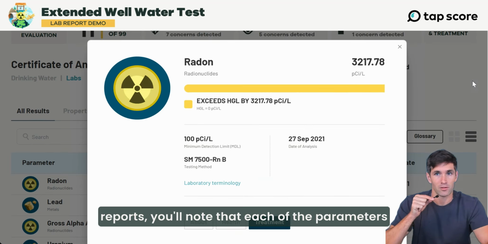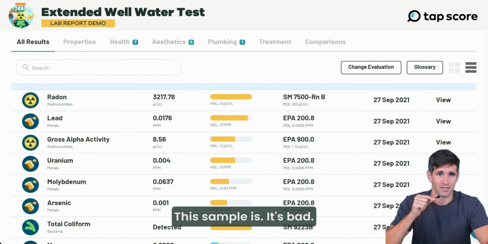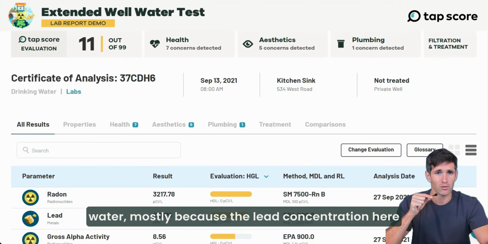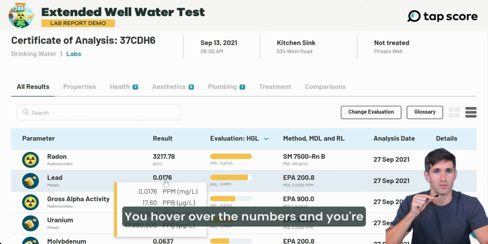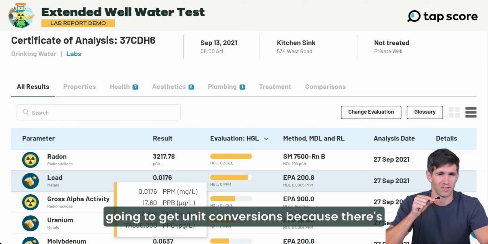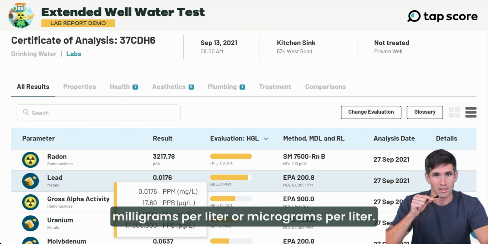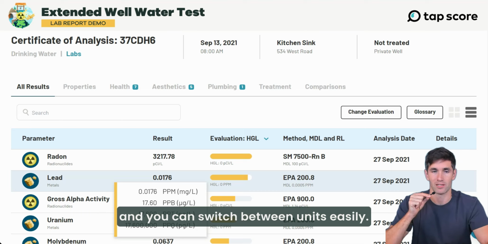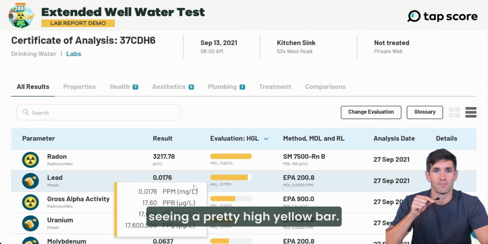You'll note that each of the parameters or contaminants is listed as a row. This sample is, it's bad. You wouldn't really want to drink this water, mostly because the lead concentration here is 17.6 parts per billion. You hover over the numbers and you're going to get unit conversions because there's a lot of unit conversions in water. You might see ppm or ppb or milligrams per liter or micrograms per liter. Fortunately, with TapScore, all that is neatly organized and you can switch between units easily. With a high amount of lead, you're seeing a pretty high yellow bar.